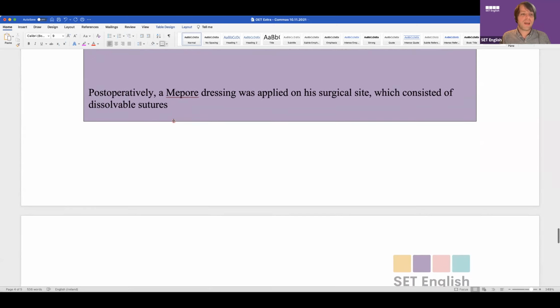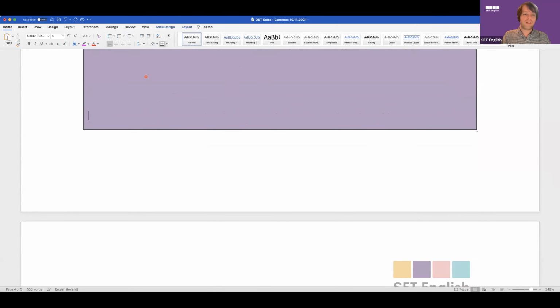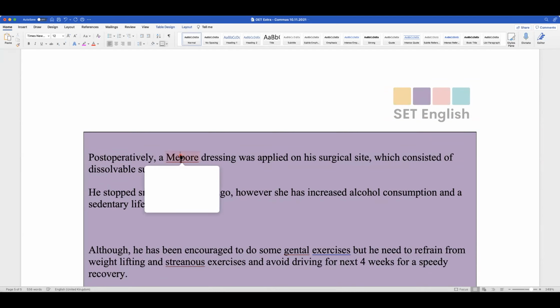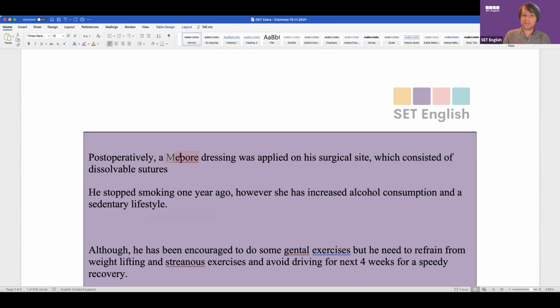Okay. So let's have a look at this one. Post-operatively. Now, is that correct? Yes, I think so. Someone was asking me, do I need a dash? You can have both. What about the capital letter here? Is that correct? Yes, it is, because we searched it on Google, it's a brand name, right? It's the brand of dressing.